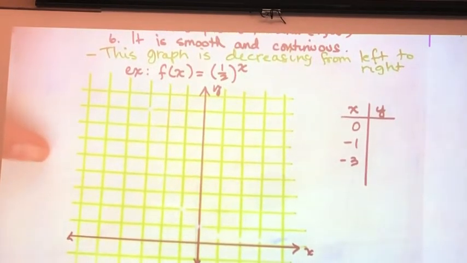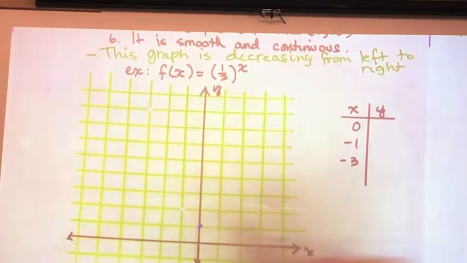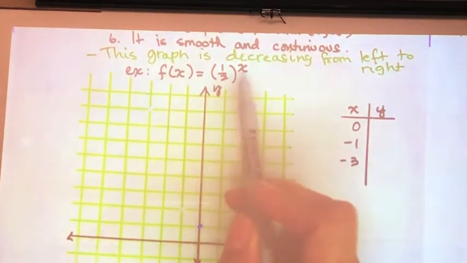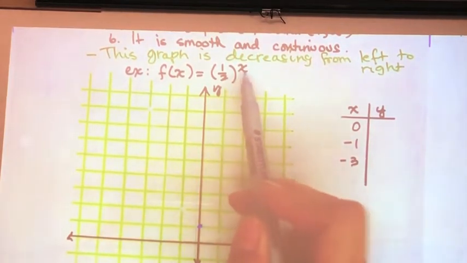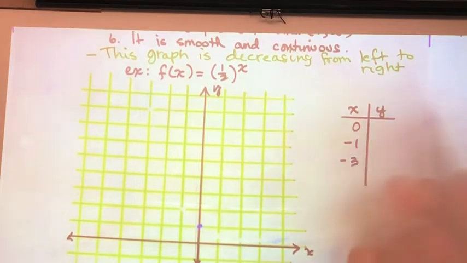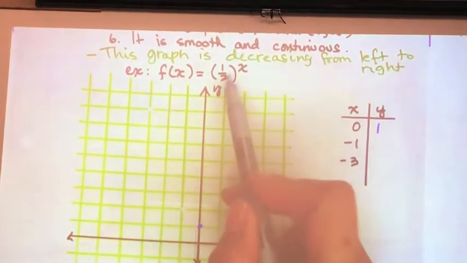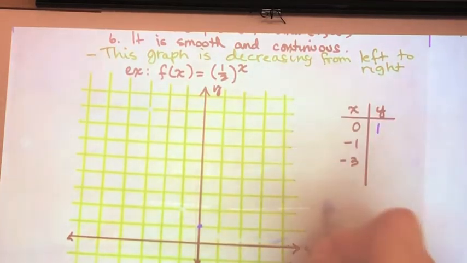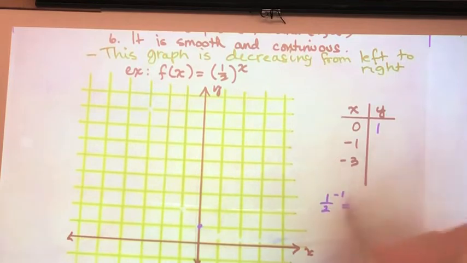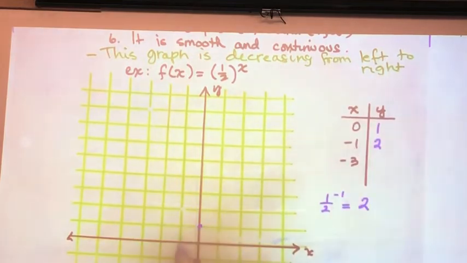Okay. So if we look at this graph over here, once again, (0, 1) is our initial point, right? Because once again, if I put 1/2 to the 0 power, I get 1. If I get 1/2 to the negative first power, I'm going to flip that because I have to make it positive, so that's going to equal 2. So (-1, 2).